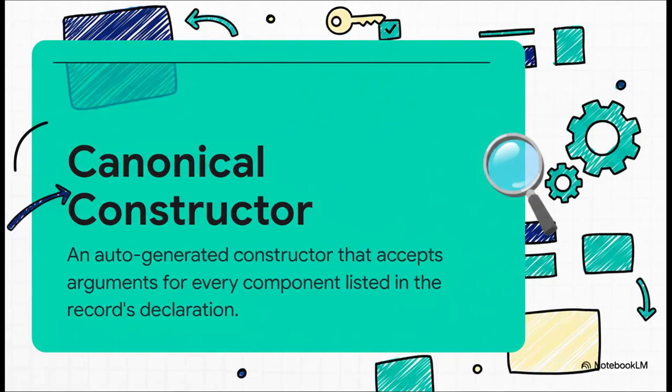The compiler also gives you something called the canonical constructor. Now, canonical is just a fancy word for the main official constructor. It's the one that perfectly matches what you declared in the record's header. It forces you to provide a value for every single field right when you create the object. There's no way to create a half-baked record, which is a really good thing.